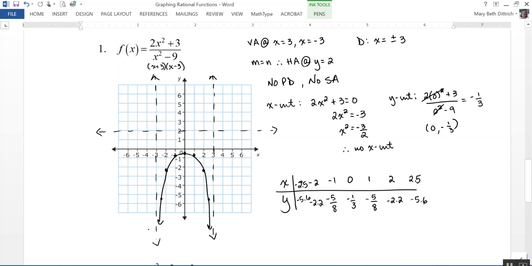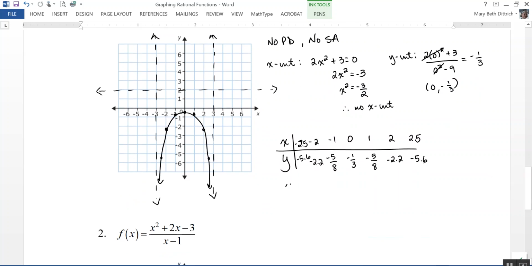And remember, since the lines x equals 3 and y equals 2 are asymptotes, the graph is going to approach that. Now I'd kind of like to know, so that's what's happening between x equals negative 3 and positive 3. I'd kind of like to know what's happening when x is greater than 3. So I'm going to go ahead and do another table here. Oops, I'm going to run out of room here.